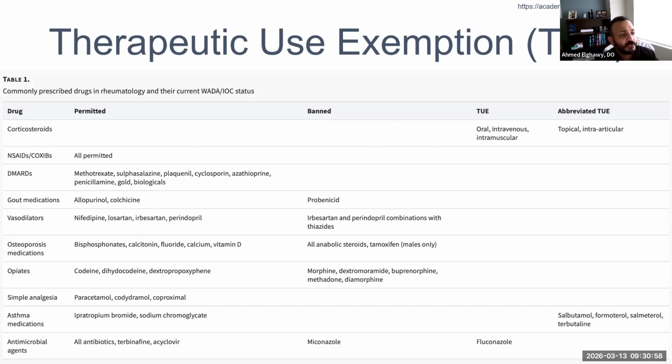The only thing is that you may need a therapeutic use exemption for corticosteroids if you're using oral, intravenous, or intramuscular. We're not really giving intravenous steroids to most of our athletes, but oral, like a prednisone pack or Medrol dose pack, you may need to get a therapeutic use exemption. If you're using topical or doing an intra-articular one, you can do an abbreviated exemption where, when you write the exemption, it's effective from when you write it. You don't necessarily need to get it approved, but this is to tell you that there are autoimmune medications that can be used in these cases.